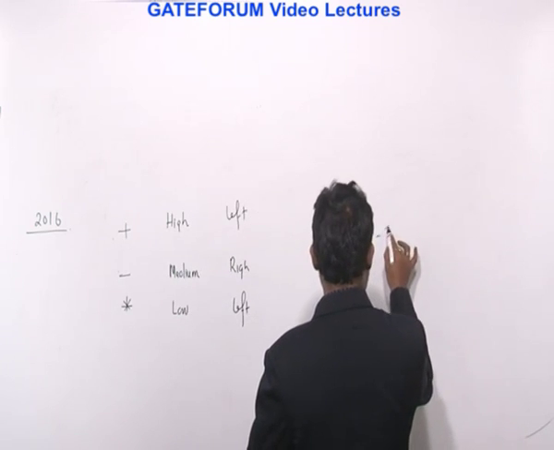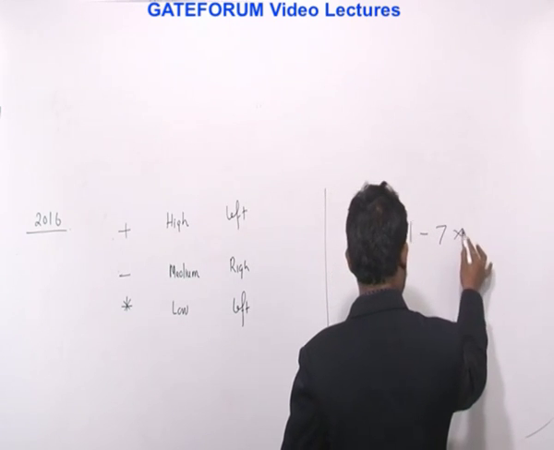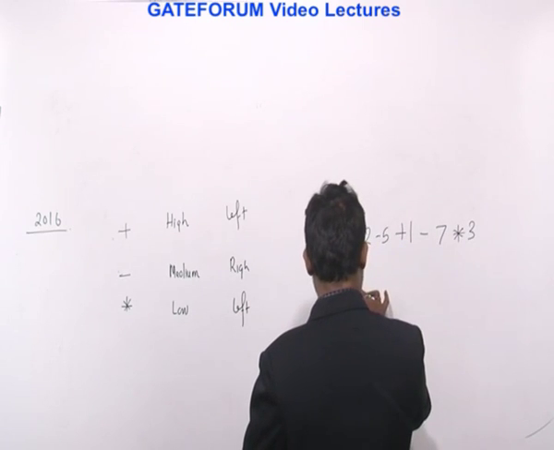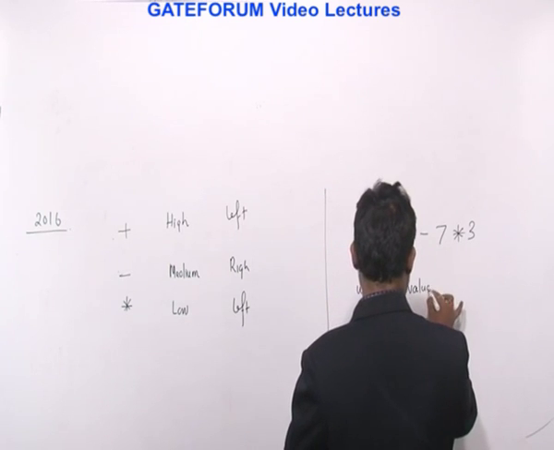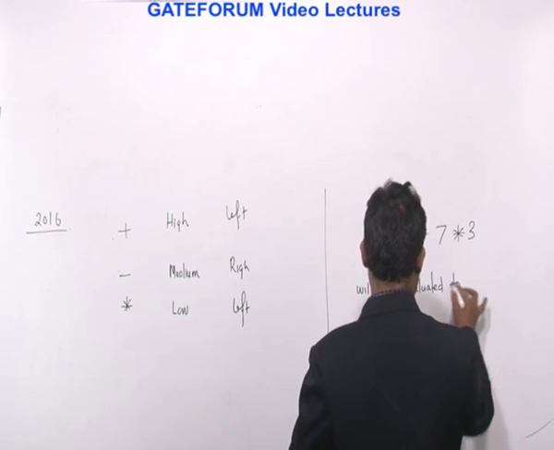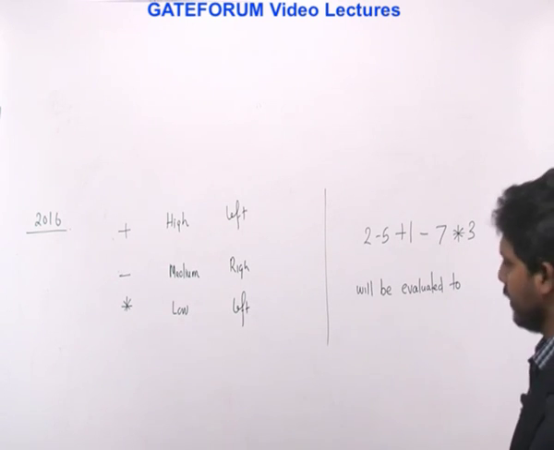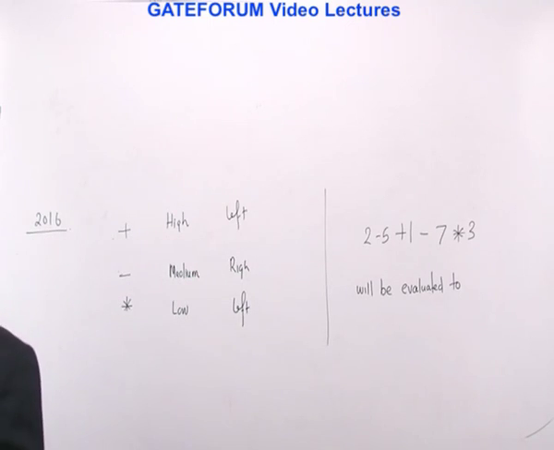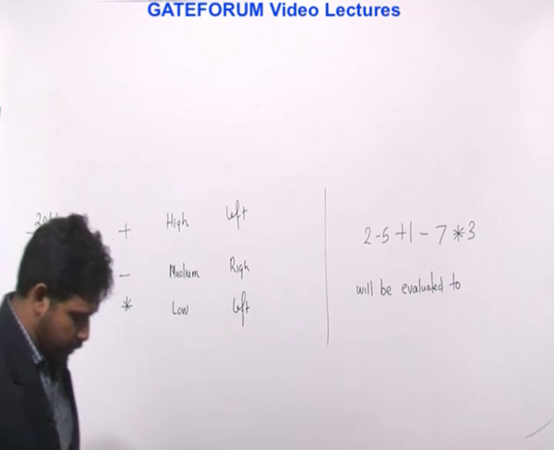2 minus 5 plus 1 minus 7 multiplied by 3 will be evaluated to. Now you have to be very careful with this thing, because things are very dynamic in nature. It means things are not usual, what we usually do in an expression, because if you change this thing, your expression value will also change.